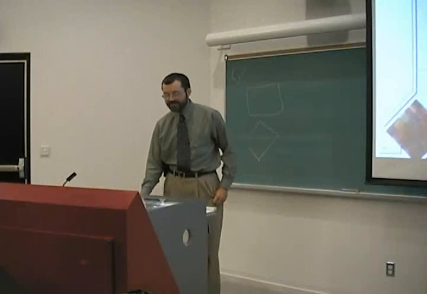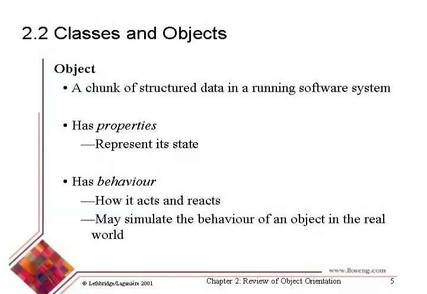First of all, the object is a chunk of structured data in a running software system. Could be in random access memory, could be on a hard drive in a database somewhere. Okay, there's a number of different physical places where the object could be, but we think of it as a chunk of data. That's the way to think of an object. Okay, it represents something in the real world. It has a number of properties. We're going to talk about properties in a more specific way later on in terms of attributes and associations and so on. But in general, we can call them properties that represent its state. So a student has a particular name, a particular student number, a particular set of courses they're registered in, etc.